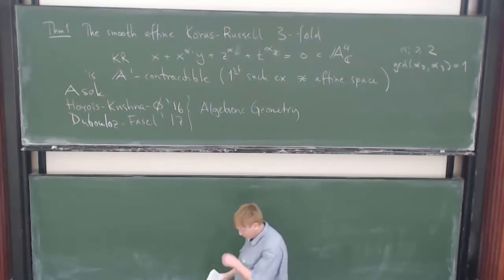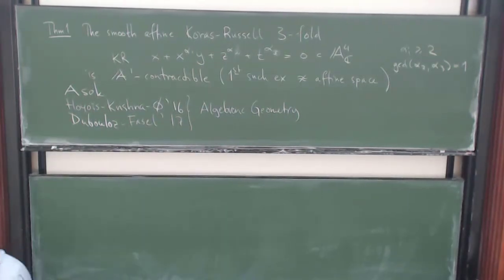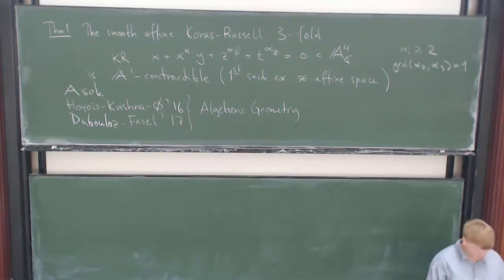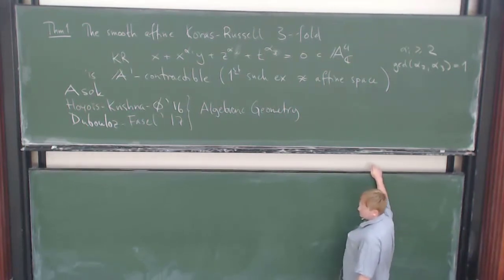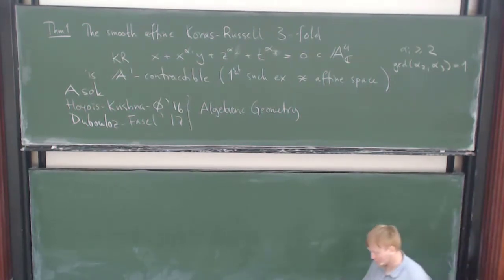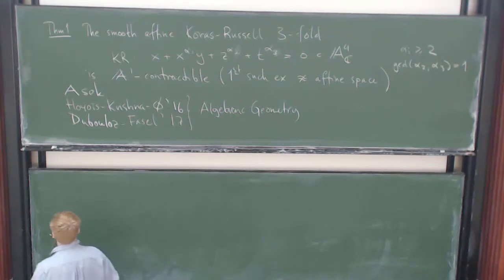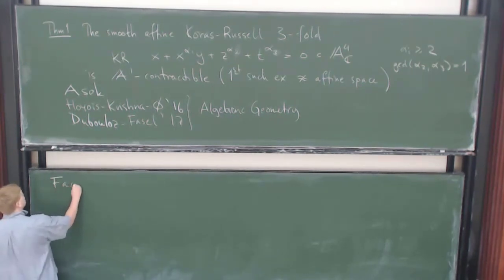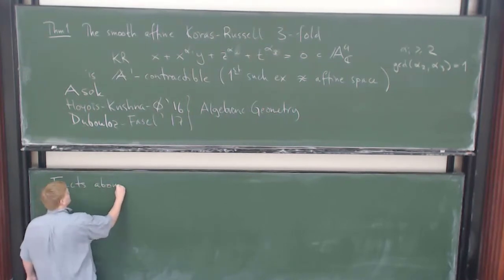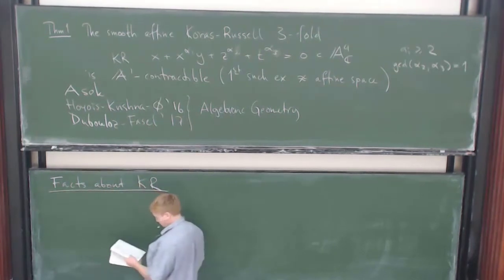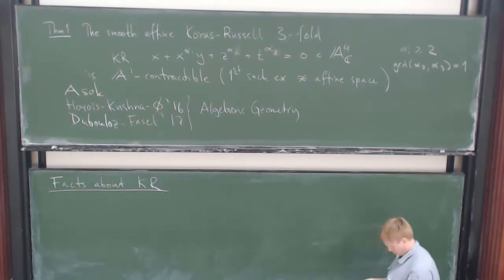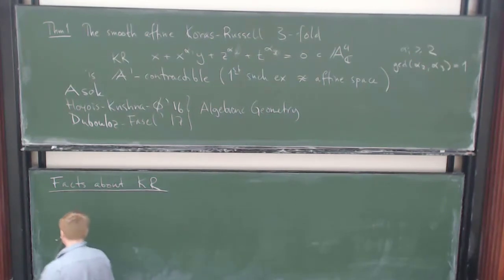All right, so I want to try to explain, or at least outline, the proof of this, and give you the context in which this theorem fits. And then if time allows, tell you where I think this example is really leading us. So let's start with some fun facts about the Koras-Russell threefold. Those threefolds have a long and rich history, and I want to mention the following results on them.